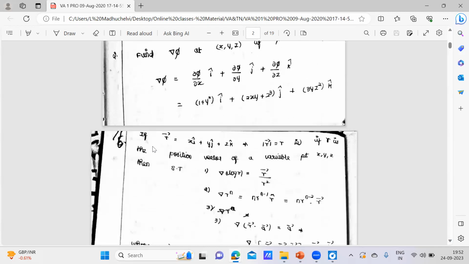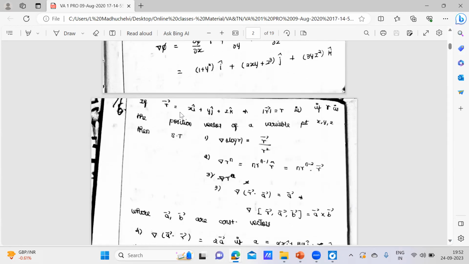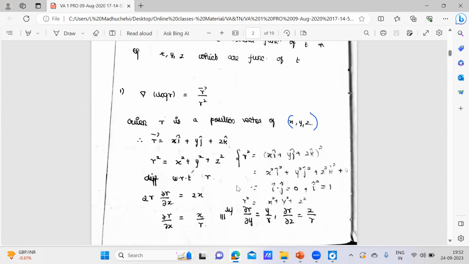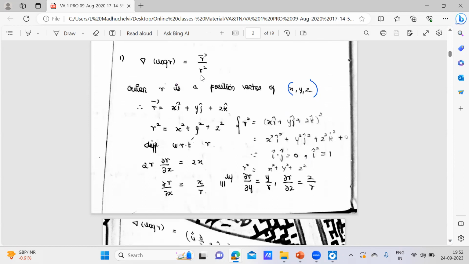Next problem is, if r is given as xi plus yj plus zk and modulus of r is r, that is, if r is the position vector of a variable point (x, y, z), then we have to prove that del of log r equals r by r squared. So del of log r equal to r by r squared, we will show.